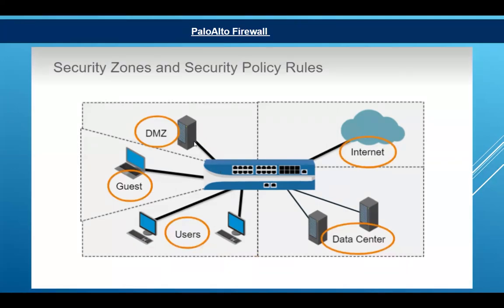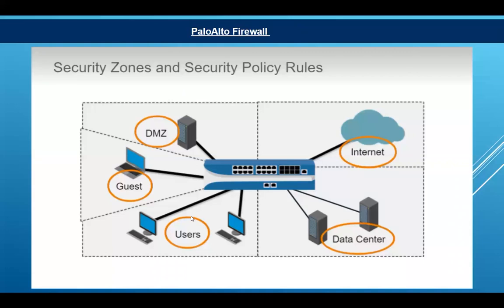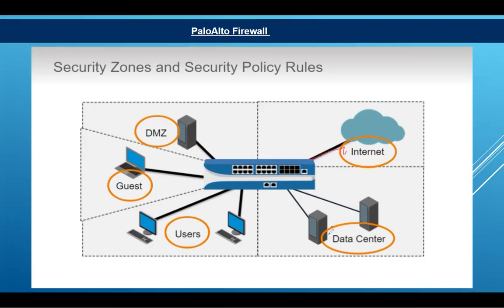So now, guys, we have these different types of zones. Each zone will be given a name, and under that name we will add our interfaces. You can see in the internet zone we have only one interface, in the data center zone we have two interfaces, in the user zone we have two interfaces, in the guest zone only one interface, and in the DMZ zone only one interface. So guys, I think this is clear.